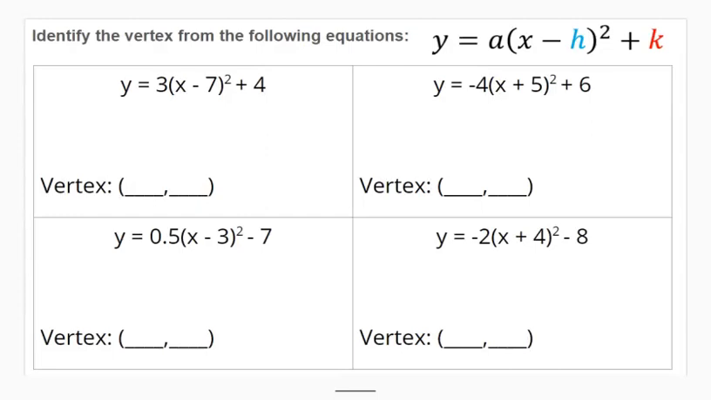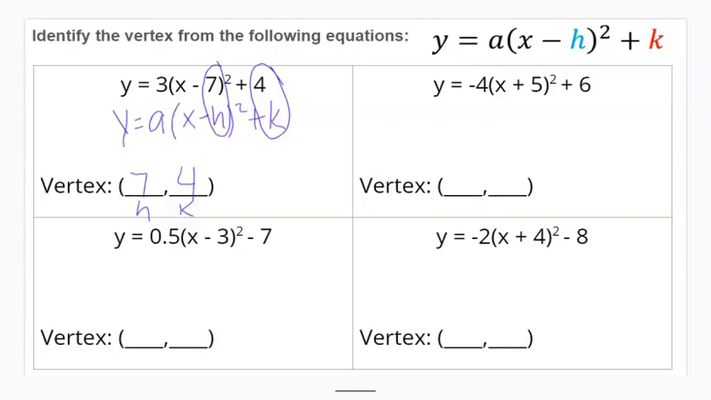So if we look here, we have: identify the vertex from the following equations. So right here we have y equals 3 times x minus 7 squared plus 4. If I write the vertex form right underneath there, x minus h squared plus k, you can see how everything lines up. The 3 is in the a spot. There's a minus sign, then there's a 7 in the h spot, there's a plus sign, there's a 4. When that happens, the vertex is just those numbers. Your h is going to be 7, your k is going to be 4, h, k. It all lines up really nicely, and that's your vertex. Your vertex is 7, 4.